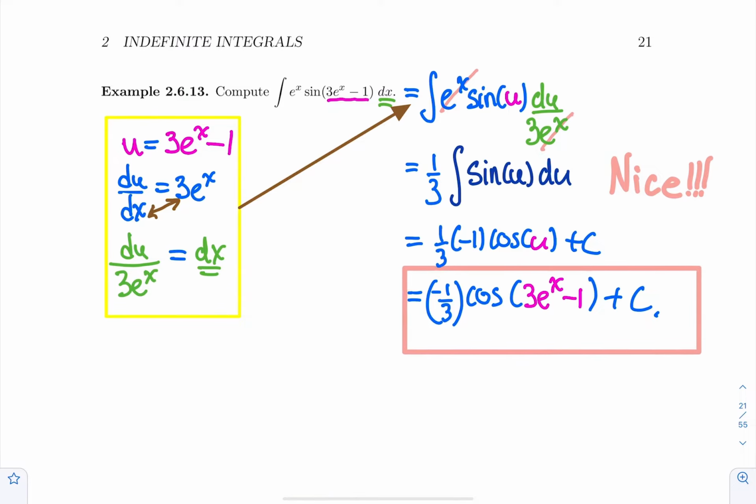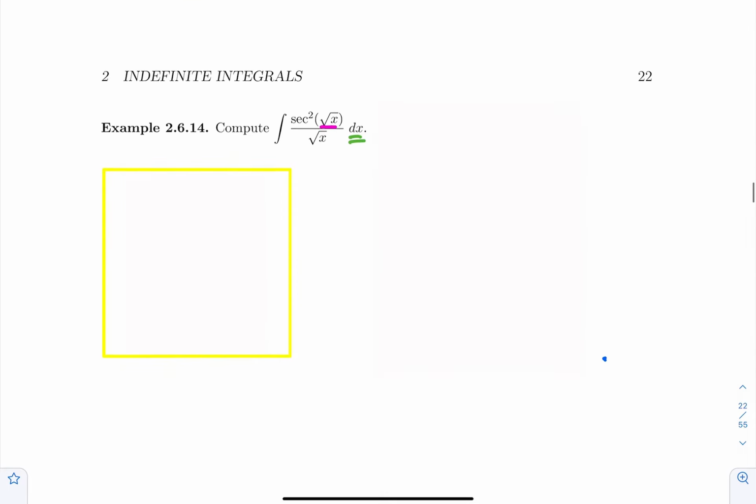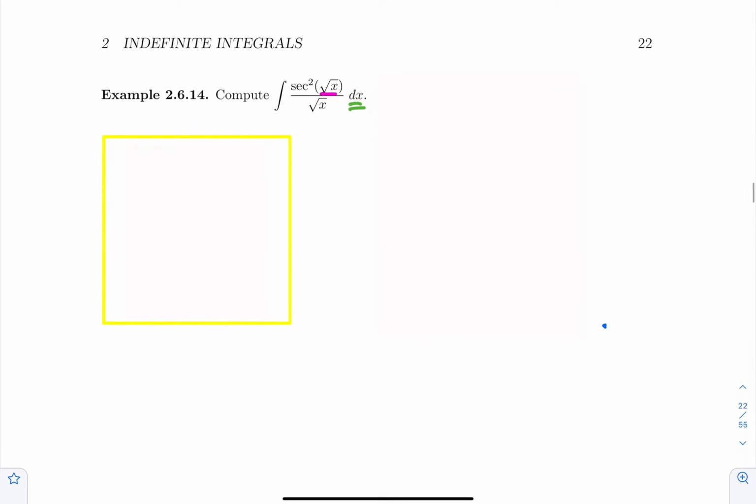All right, next. Now we want to compute the integral of secant squared of square root of x, all of that over square root of x dx. Again, not a basic integral. We have a quotient of things. We have something inside secant squared.